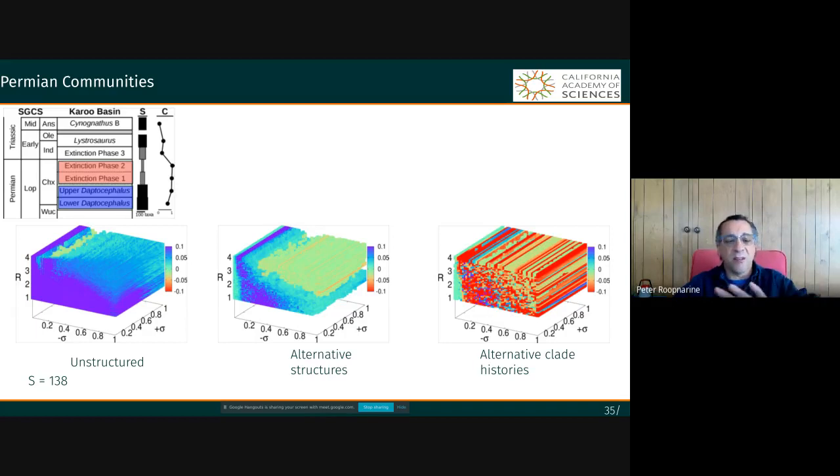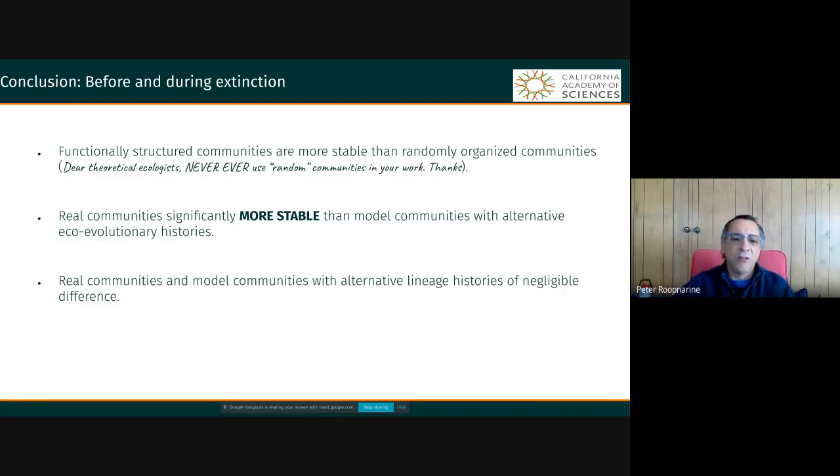What that's telling us is that it's the functional pattern of the community that really matters. So in general, functionally structured communities are more stable than randomly organized communities. Real communities are almost always more stable than modern communities with alternative eco-evolutionary histories.